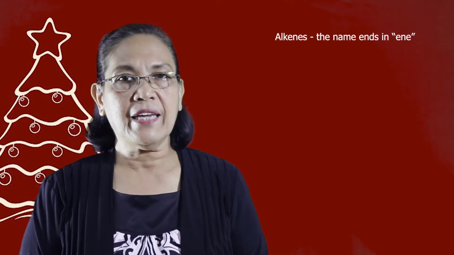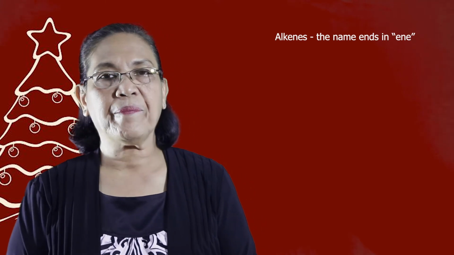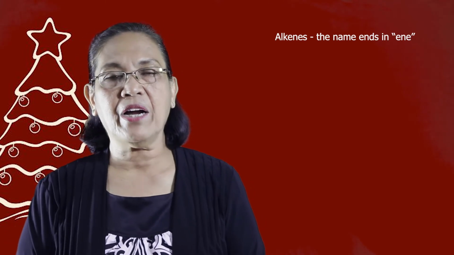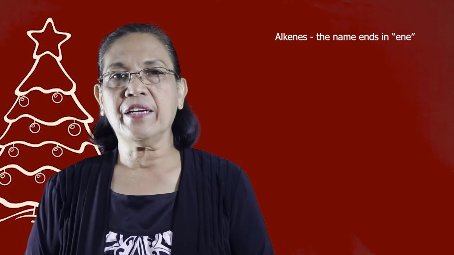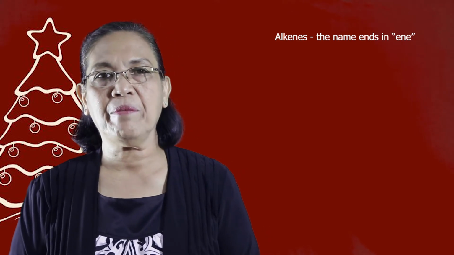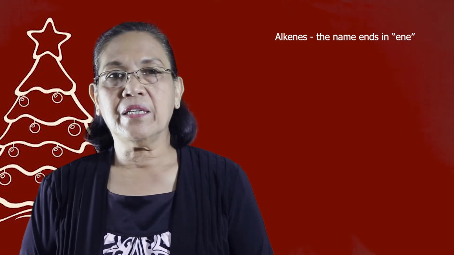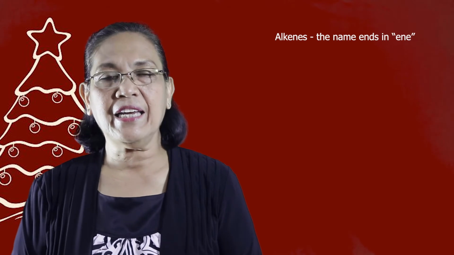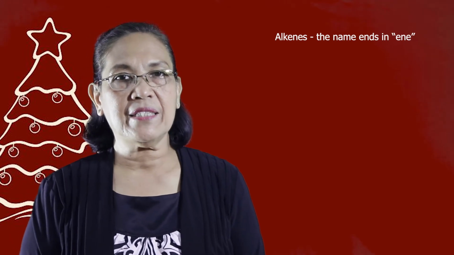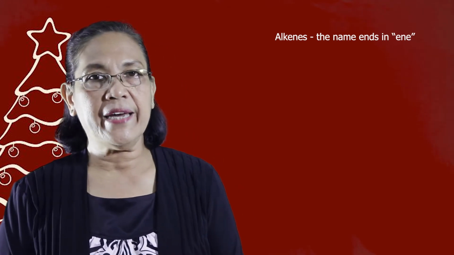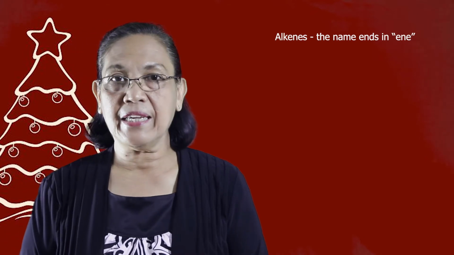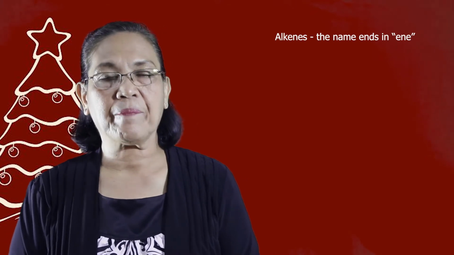Let's go to the nomenclature of alkenes. Now, the alkenes are actually unsaturated hydrocarbons where the carbon atoms are joined by double bonds. In naming the alkenes, the name ends in -ene. That's why it's alkene.